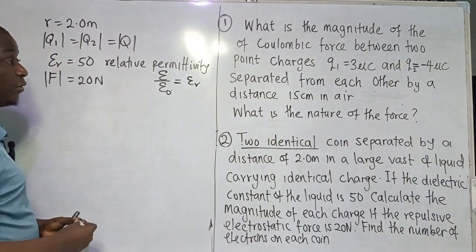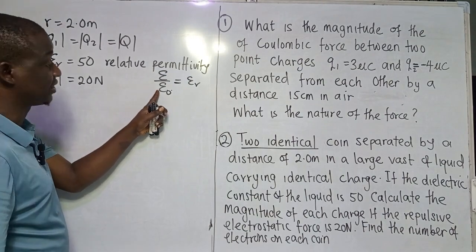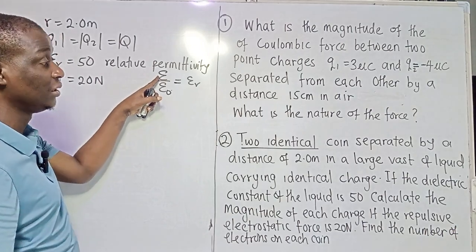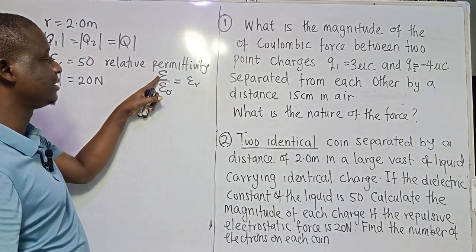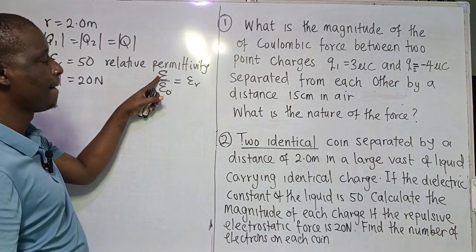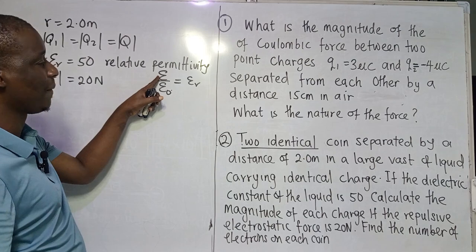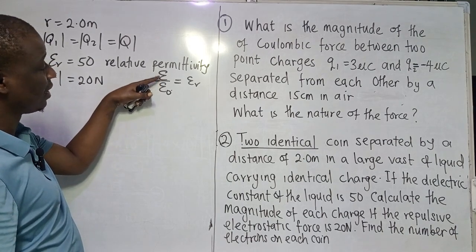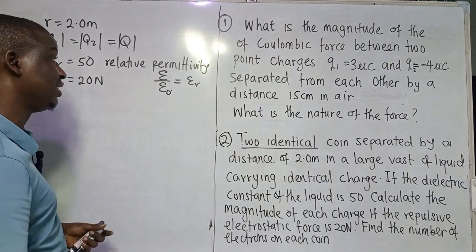This is from the previous chapter we did, for the back of this solution. Epsilon is measured in coulomb square per meter square per Newton, and epsilon naught has the same unit. So the two of them have the same unit, and if you divide, you do not have any unit.